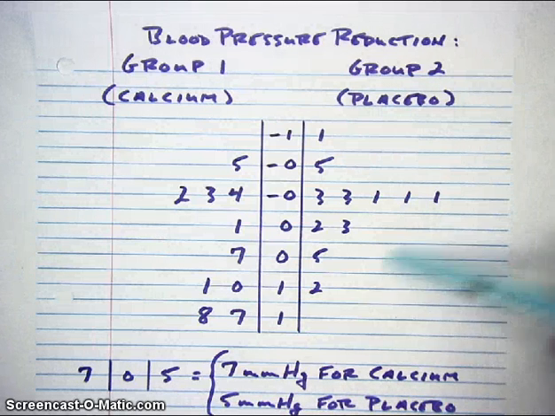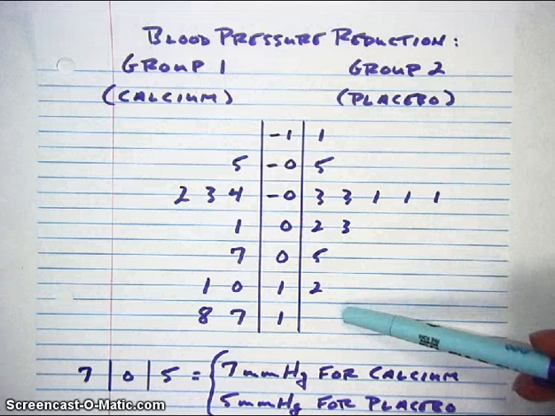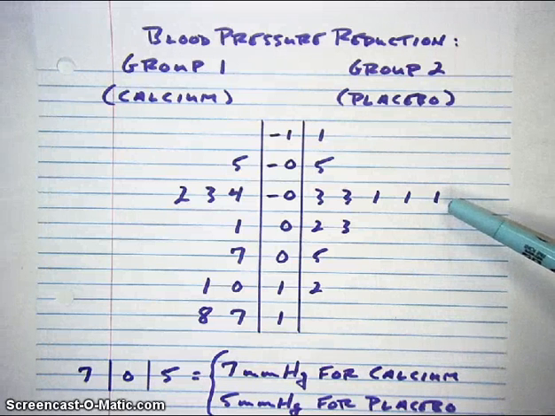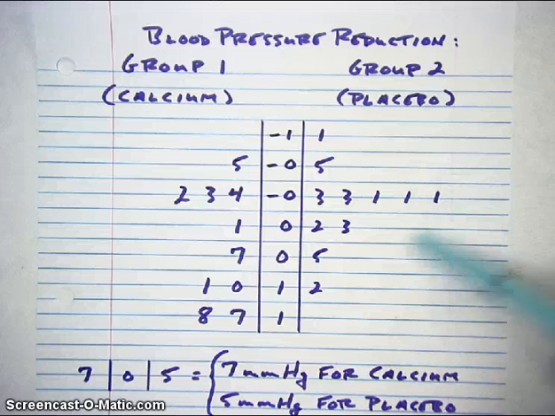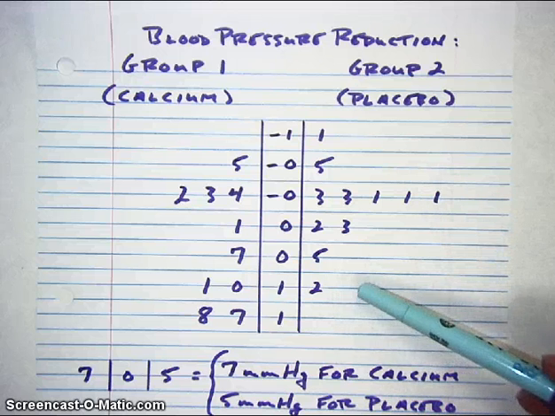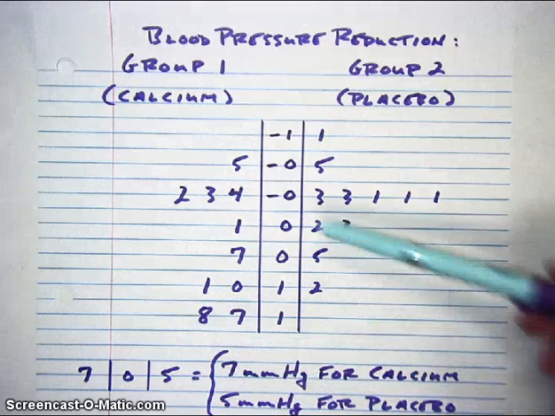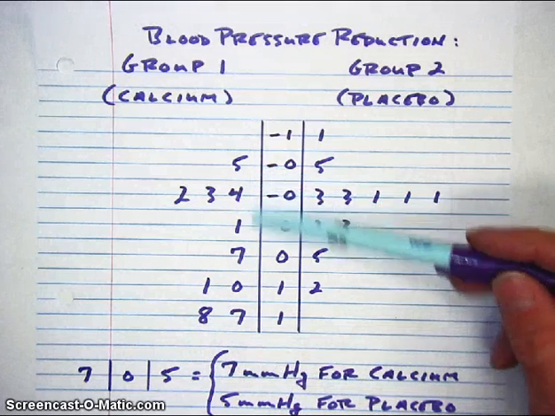Now, the placebo group has a very nice bell-shaped, symmetric, single-peaked distribution of values. And there are no outliers in this distribution, so that's ideal. On the calcium side, it's a little bit skewed. It's not ideal, but there are no outliers.